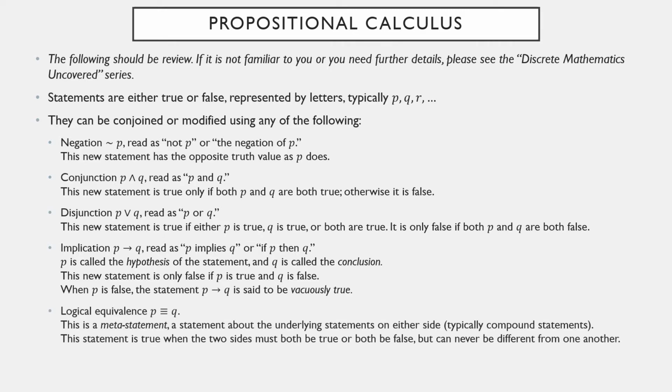We also have logical equivalence, one logical statement P being equivalent to another Q. This is a sort of meta statement. It's a statement about the underlying statements. The overall claim P is equivalent to Q is true when the two things are either both true or both false at all times. They are the same as one another. They can never be different. And this is what it means for two statements to be logically equivalent.